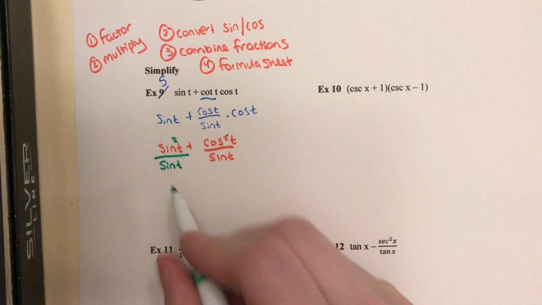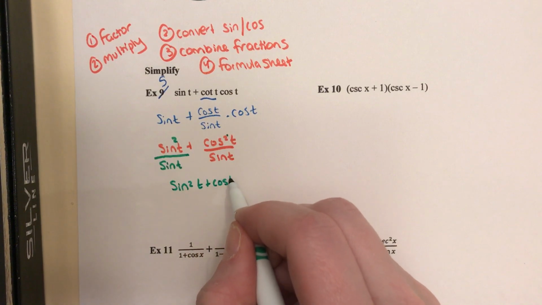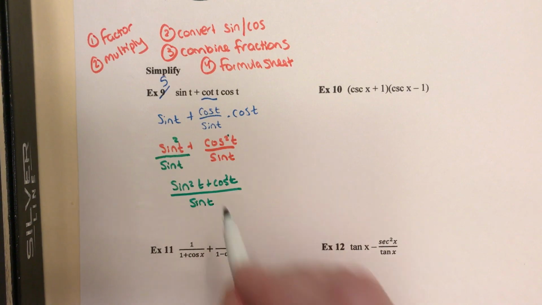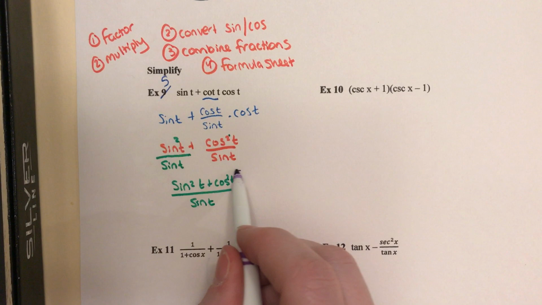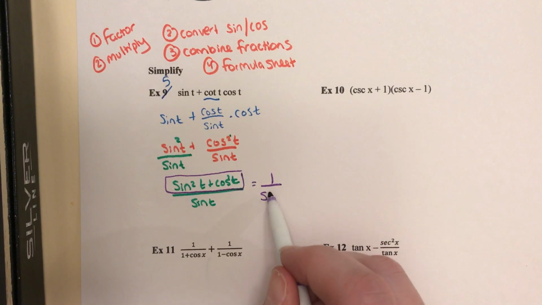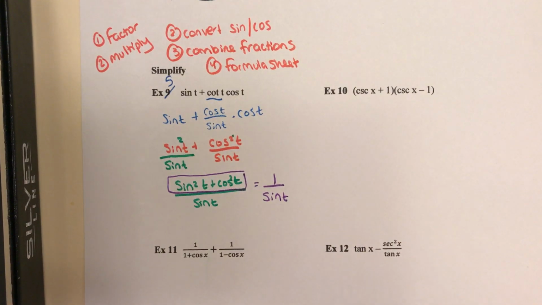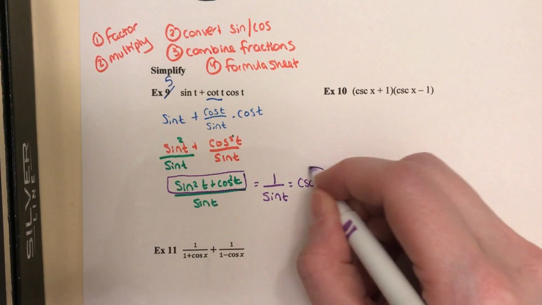So now I can add the numerators, sine squared plus cosine squared over sine. Now on my formula sheet, I see squares, so sine squared plus cosine squared is the same thing as 1 over sine. And that's a reciprocal identity. 1 over sine is the same thing as cosecant.